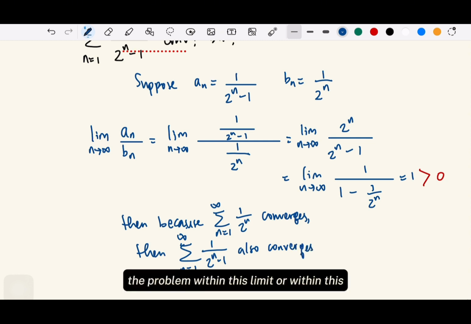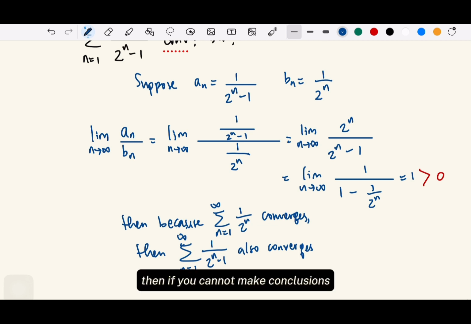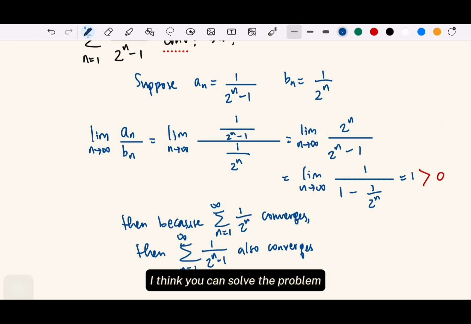The problem within this limit, or within this limit comparison, is if you get the result 0, then you cannot make conclusions. That's the only problem. As long as you get positive, I think you can solve the problem. Okay, you can solve it.